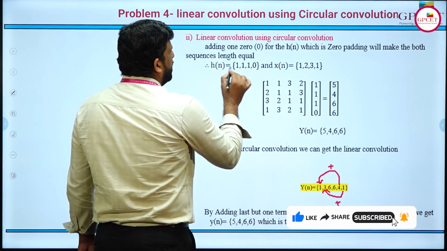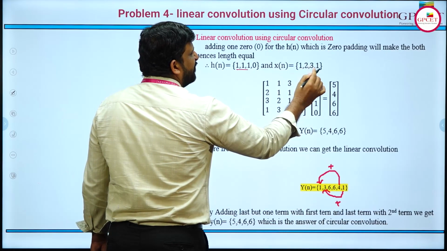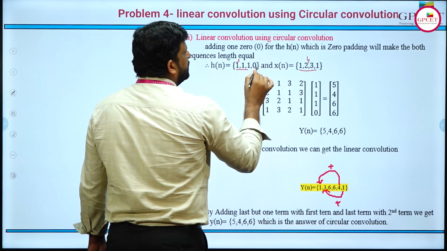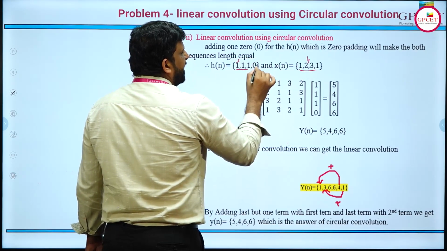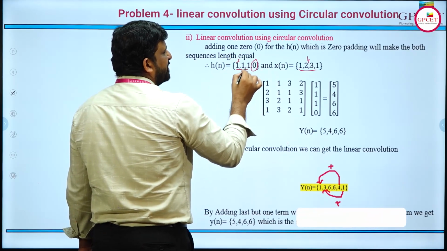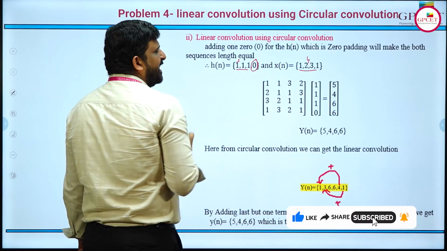We have h of n is equal to 1, 1, 1 only, but x of n is equal to 1, 2, 3, 1. That means 4 terms. Here 4, but here if you see, we get only 3. So for that what we have done, we have added a 0, which is nothing but the padding. So I am adding a 0 to the h of n to equalize the lengths of the sequences x of n and h of n.